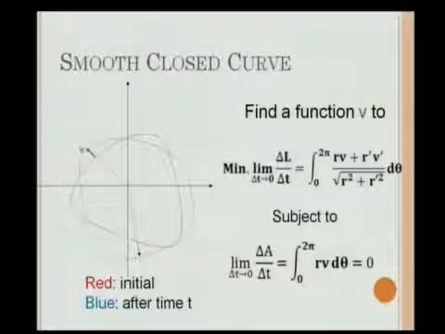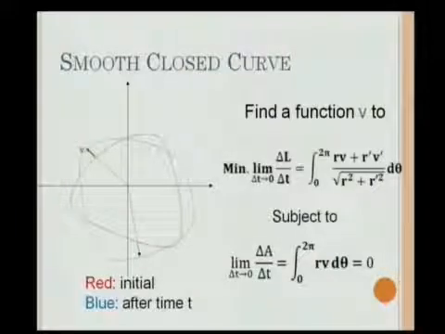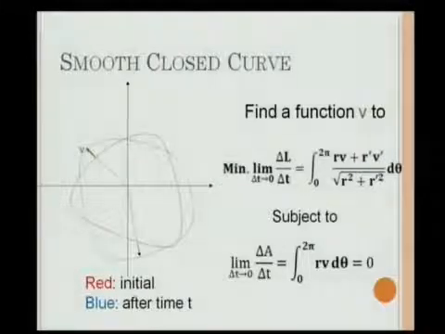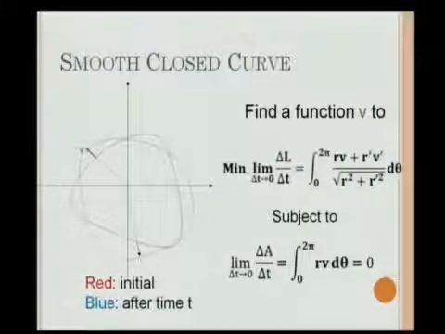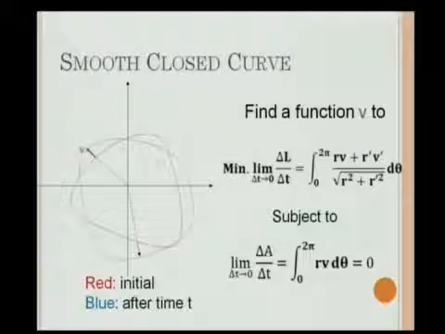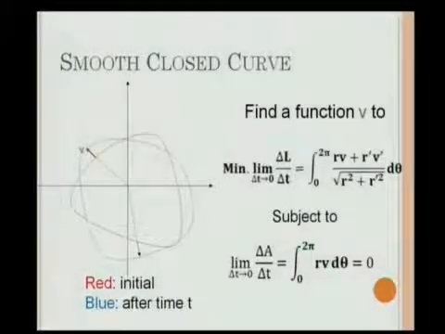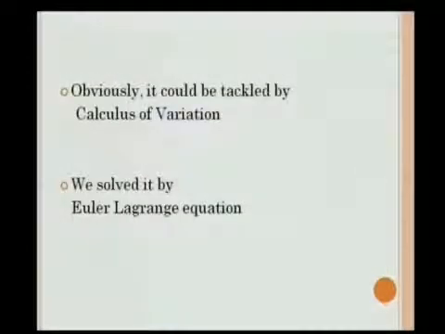After trying the isosceles triangle, we entered the core part of our project, the problem of smooth closed curves. Here, the blue line is the initial curve and the red line is the curve after time t. With fixed area, we would like to find a function v to minimize the instantaneous rate of change of the perimeter. Obviously, it can be tackled by calculus of variations, so we learned to use the Euler-Lagrange equation to solve it.